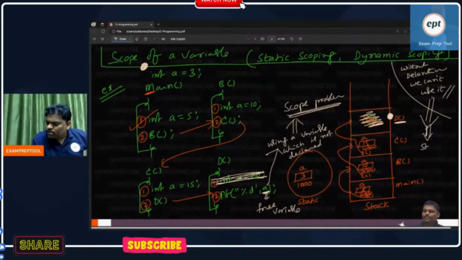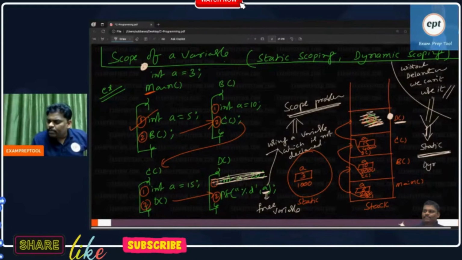One solution is static scoping. One more is dynamic scoping. Some people are asking, what is the meaning of static scoping? Very simple.